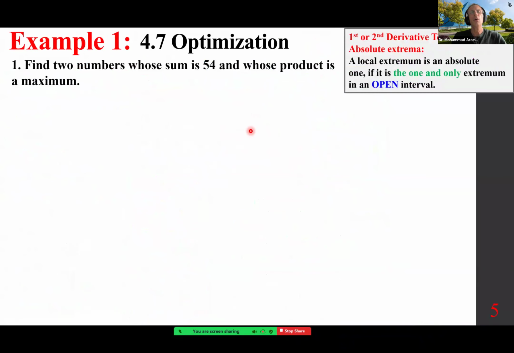So, optimization problems. We want to find two numbers whose sum is 54 and whose product is a maximum, as an example. So we would say you have an objective function. Our objective is to maximize their product, let's say x times y, if the two numbers are x and y. And it's subject to the constraint that x plus y must be 54.